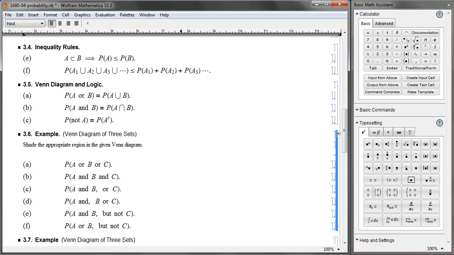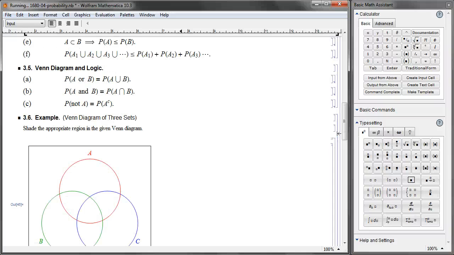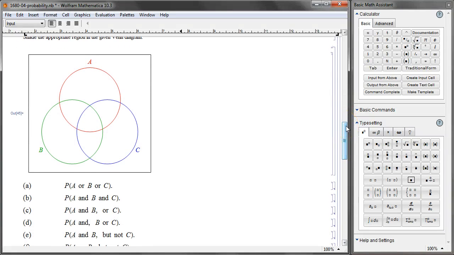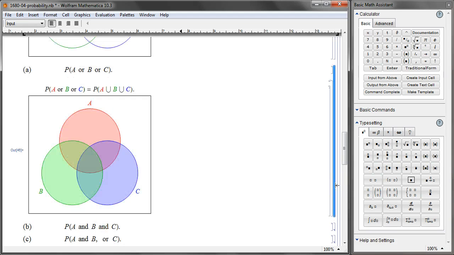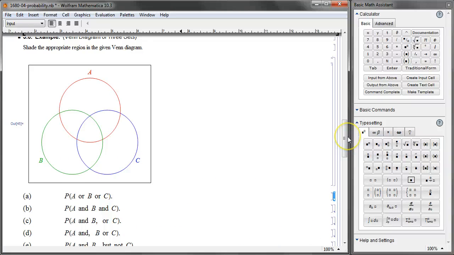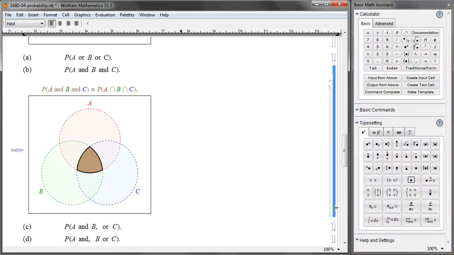Okay, are you ready? Here's an example. This time let's do this with 3 sets, A, B, C. Okay, we have this Venn diagram. What is A or B or C? Or, that's the union, isn't it? So union them all. You have to shade them all. How about A and B and C? Intersection of everything, you have only the middle part.